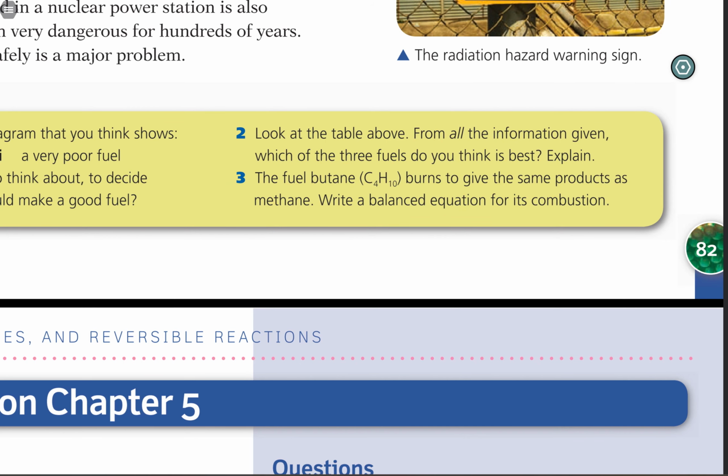And the last question, question number 3: the fuel butane, C4H10, burns to give the same products as methane, meaning carbon dioxide and water. Write a balanced equation for its combustion. So you had the balancing of burning hydrocarbons before. One more time, I'll answer this question here.